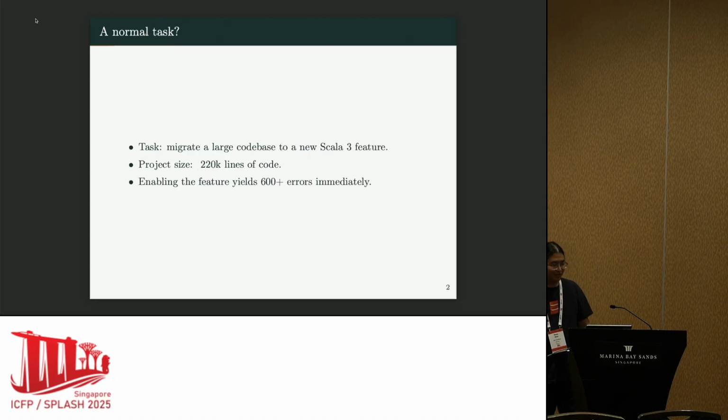Now, let's think about the situation. You are given a task. You need to migrate a large code base to the new Scala 2.5 features. And this is really a large project because it contains about 200,000 lines of Scala code. If you just simply enable these features, you will immediately get more than 600 errors. How are you going to start your migration?